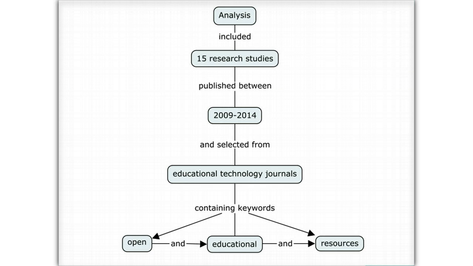Methods. The 15 sources were published between 2009 and 2014 and were selected from 11 peer-reviewed educational technology journals. The analysis only included sources with the words Open Educational Resources as part of the title. To figure as part of the analysis, the journal sources had to include research participants. This means that meta-analyses, book reviews, etc. were excluded.